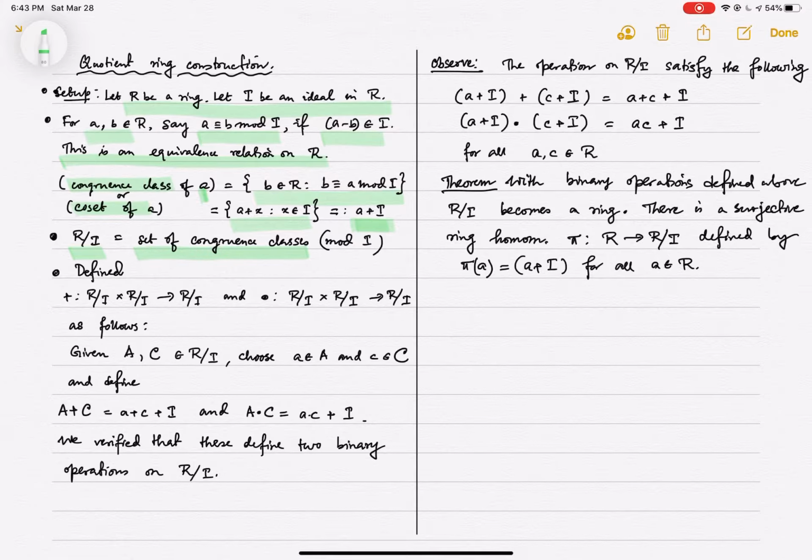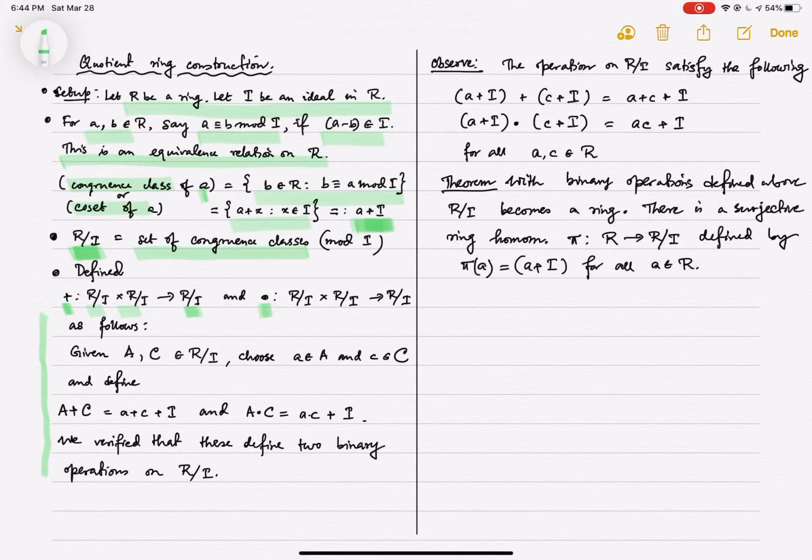We defined two binary operations, one called plus, one called dot, on this set R mod I. So the input would be two elements of R mod I, meaning two cosets, meaning two sets like this, and the output would again be a set like that. The definition is down here. Unnecessary to repeat it right now.